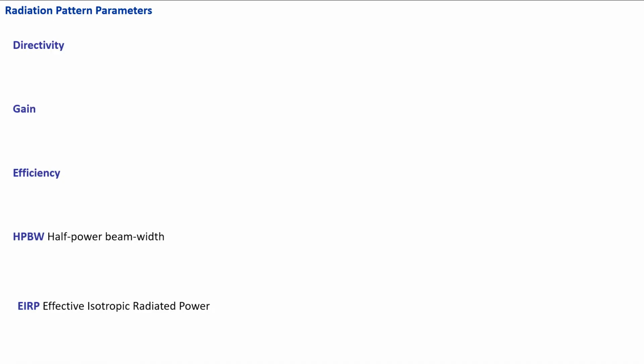So now let's take a look at certain parameters of the radiation characteristics of an antenna. Certain specification quantities that have certain numbers to them to determine different antennas and what their characteristics are. Those parameters, specifically if you look at the radiation characteristics, are listed here: directivity, gain, efficiency, half power beamwidth, and effective isotropic radiated power. Quite a few of them, but we will take a look at them one by one.